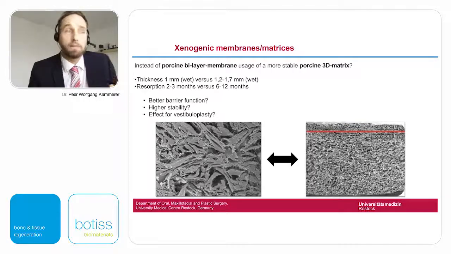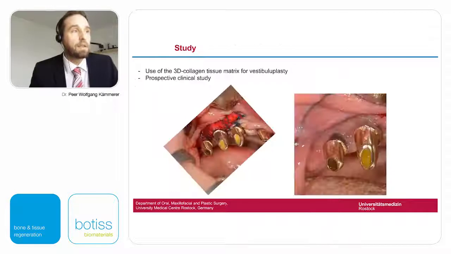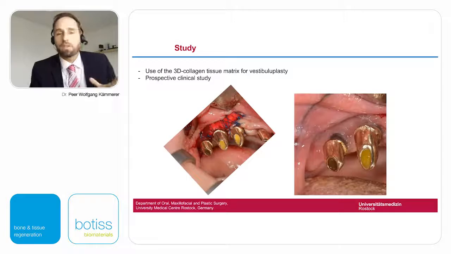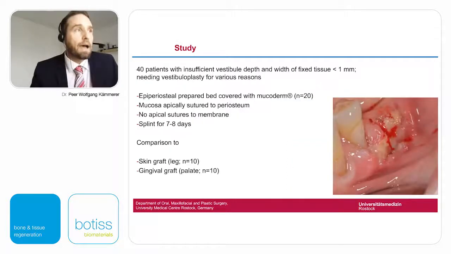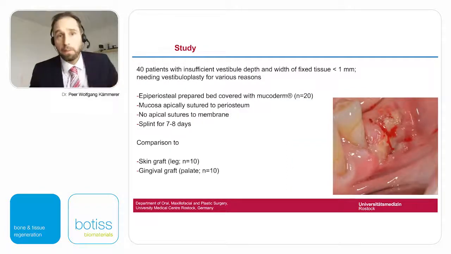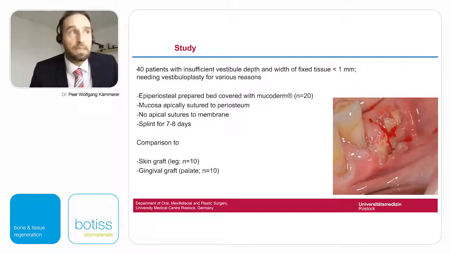So we asked ourselves, do we have a better barrier function? Do we have a higher stability? What is the effect when using this membrane for vestibuloplasty? So going to the study, we wanted to use this membrane for vestibuloplasty in a prospective clinical trial. We are finally done with this trial. We had 40 patients in it. All of them had an insufficient depth of the vestibule and the width of fixed tissue of less than 2 millimeters. So all of them really needed a vestibuloplasty for different reasons.